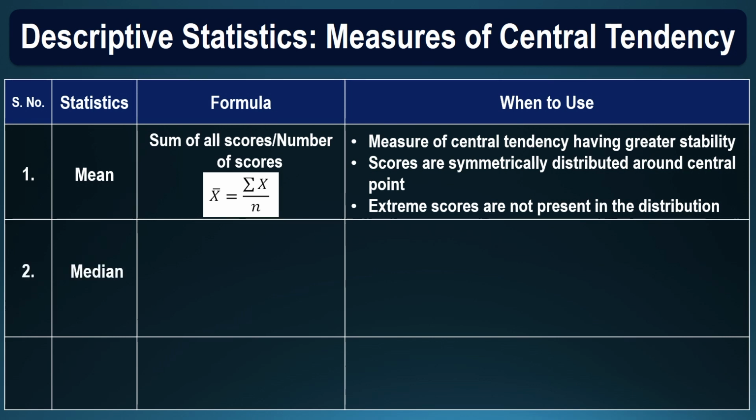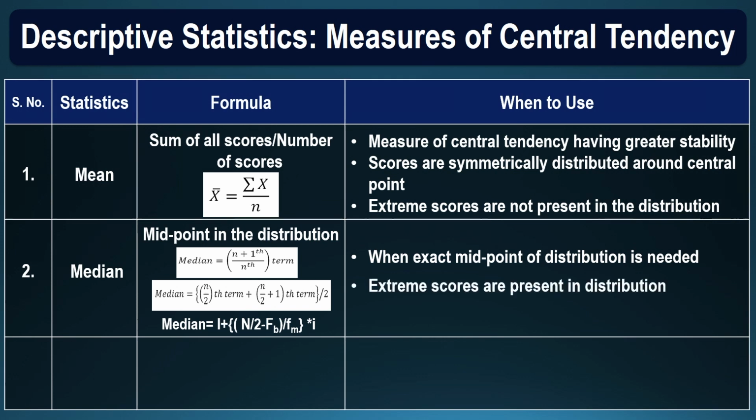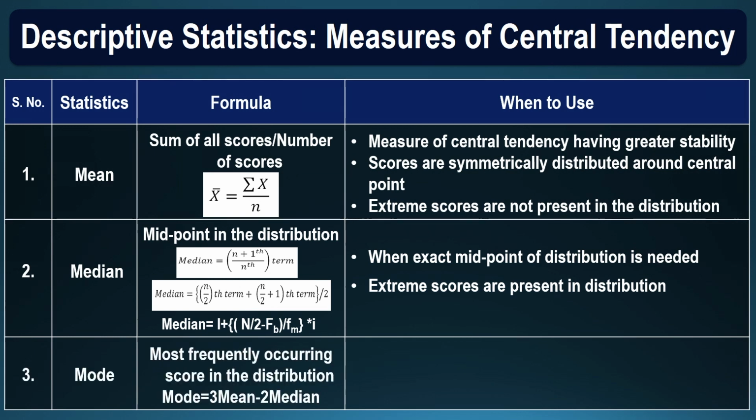Median represents the midpoint in the distribution. That means 50% of the cases lie above and 50% of the cases lie below the midpoint. When the exact midpoint of the distribution is needed and there are extreme scores present in the distribution, then median is the more reliable measure of central tendency. Mode represents the most frequently occurring score in any distribution, and it is a quick and approximate estimate of central tendency.